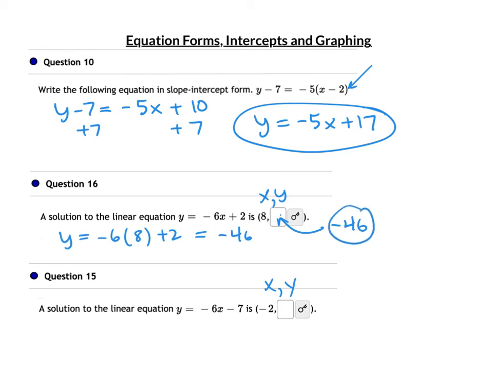Same question, except we have x is negative 2. Be careful, again, sometimes they're going to give you y. This is y equals negative 6 times x minus 7. They give us an x of negative 2. Put it in the x spot. This is negative 6 times negative 2, which is positive 12, and 12 minus 7 is 5. So in the box, we put a 5.